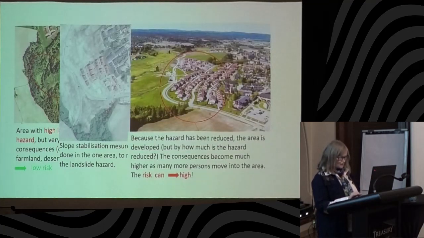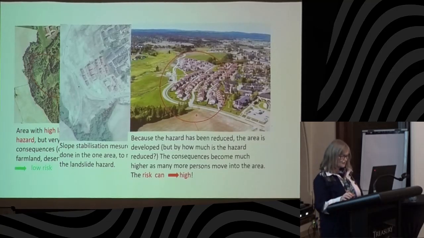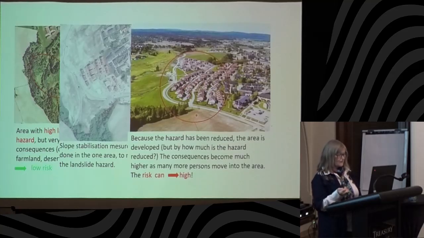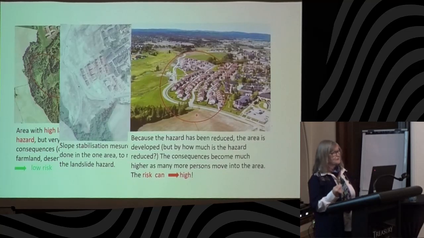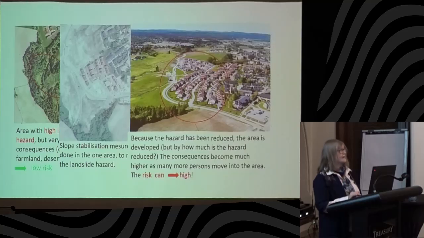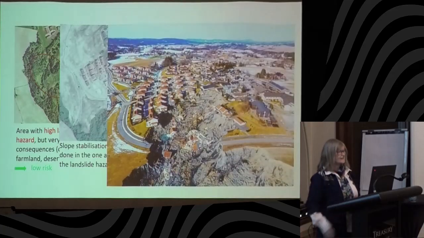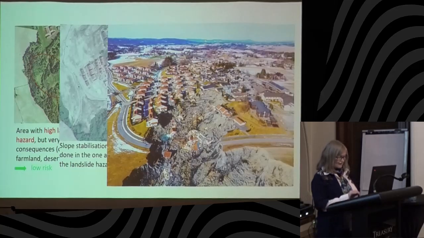Then all these new buildings are in place, and the area is very flat, but that's very typical for the valleys in Norway. But because the hazard has been reduced, the area is developed further, but by how much the hazard was reduced, we don't know. And the consequence became much, much bigger because there were many, many people living there, and this is the slope that was before. If a landslide should occur, there should be a very high risk. And this is what happened on the 30th of December 2020, where the new area that was built at 4 o'clock in the morning began to slip, and then 11 people died.